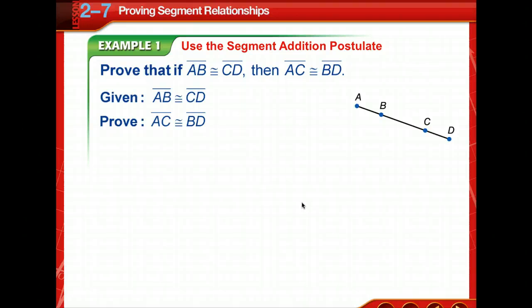Okay, example 1. They're wanting us to use the segment addition postulate, and they're wanting us to prove that given segment AB is congruent to segment CD, we are to prove that segment AC is congruent to BD. You will want to write this information down, what is given, what you're proving, and draw this diagram before you go any further, because after a little bit it's going to vanish off the page. So pause and get that done.